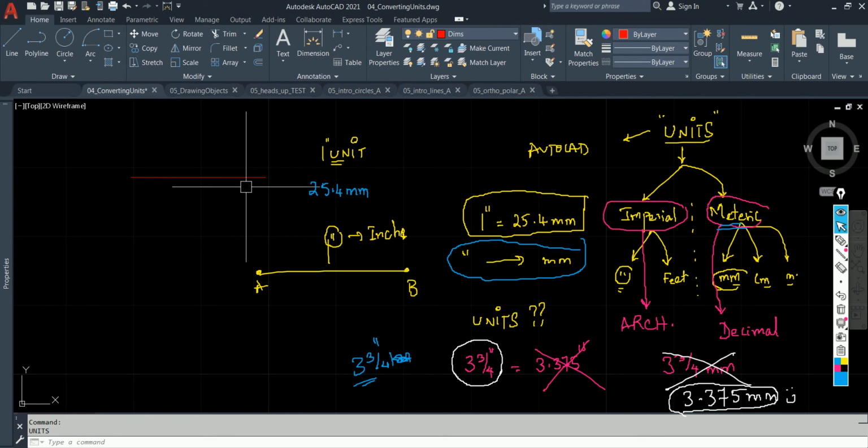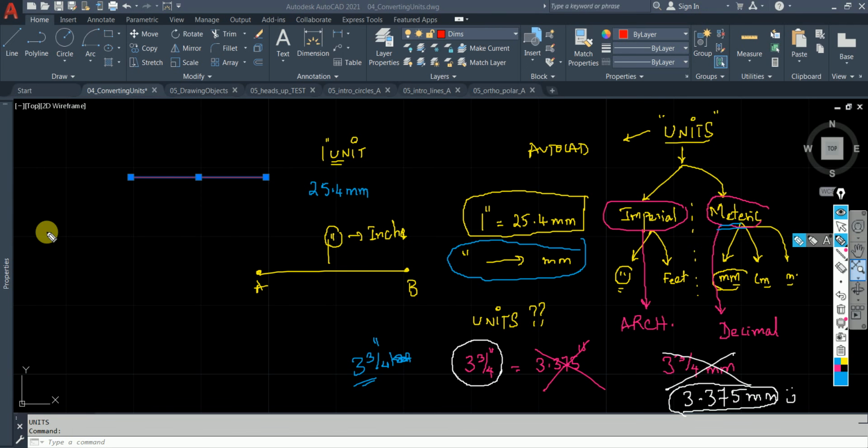25.4 millimeter is the expected answer. I select the line, keep my mouse, you see 1. Can I say, just a random question, can I tell 1 inch is equal to 1 millimeter? No. Never. Correct. So this is 100% wrong.